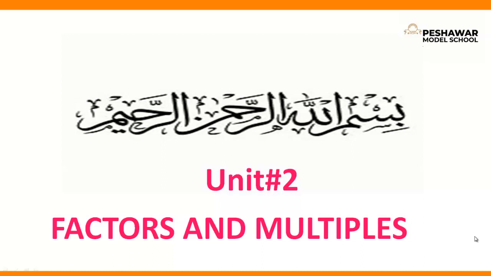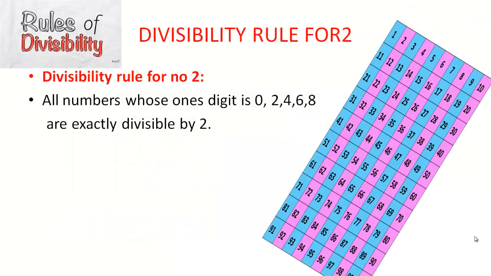Today the topic of our discussion would be unit number 2, factors and multiples. Rules for divisibility. After the study of this unit, the students will be able to identify the divisibility rule for 2, 3, 5 and 10, and use the divisibility test for 2, 3, 5 and 10 on numbers up to 5 digits.